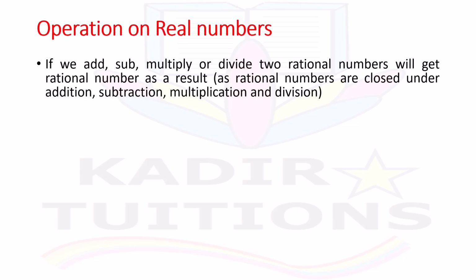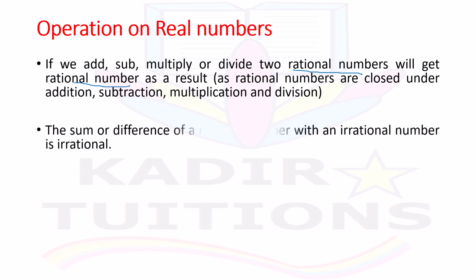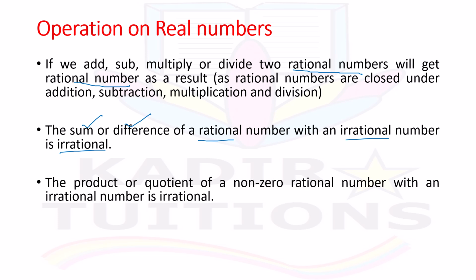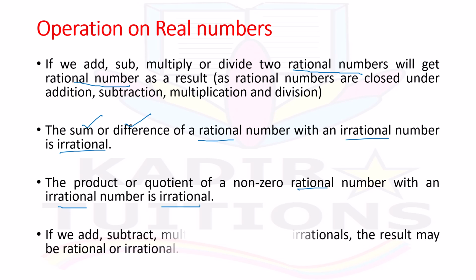Then the next thing is operations on real numbers. There are four basic operations: add, subtract, multiply or divide. If we use them between two rational numbers, then we get the result also as a rational number only. And the sum or difference of a rational and an irrational number, sure, we will get the result as an irrational. And the product or quotient of a non-zero rational number and an irrational number, sure, here also we'll get the result as an irrational number.